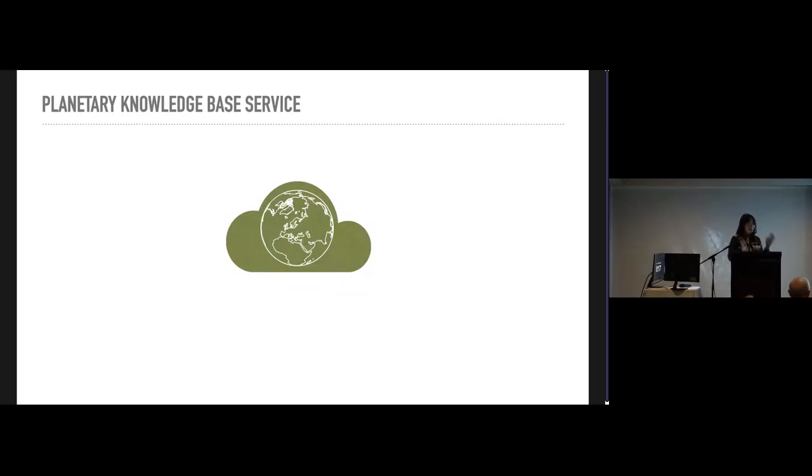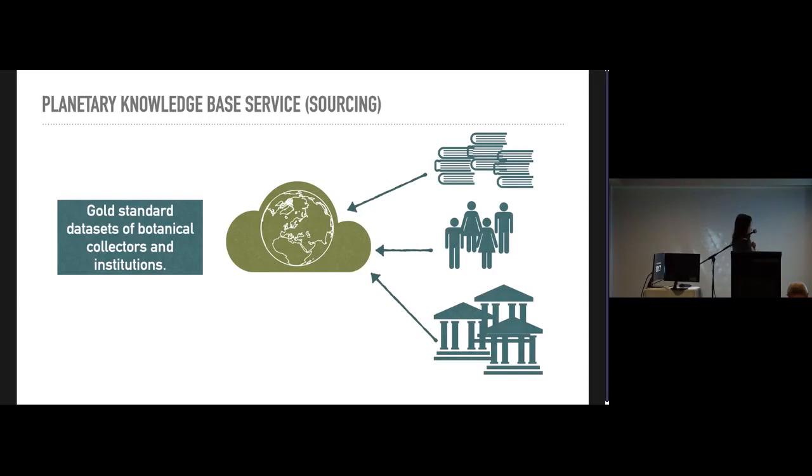So finally, we now have the planetary knowledge base service sitting in the AWS ecosystem. What it can do, first of all, is absorb all the open source data. We can write a script or an auto pipeline to convert those things into a standard dataset of botany collectors and institutions. But this will probably require some help from all the people in our domain.